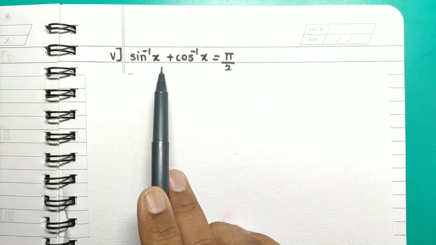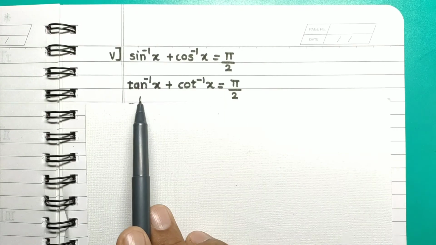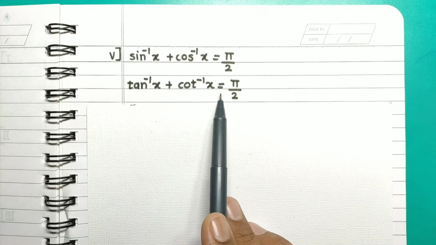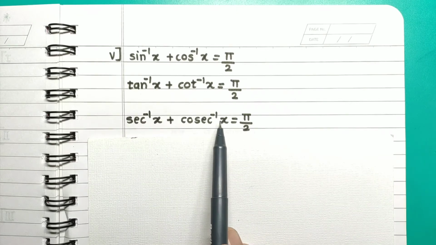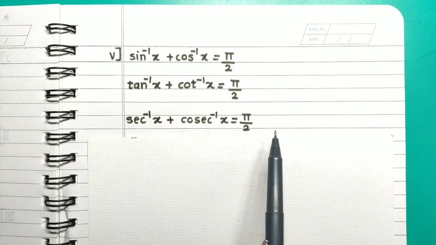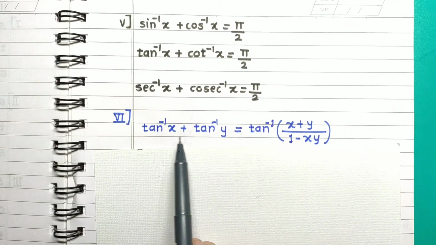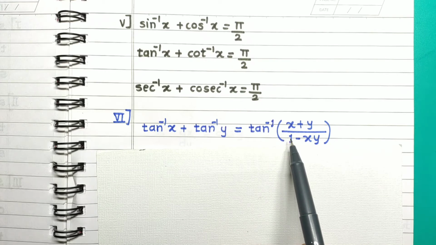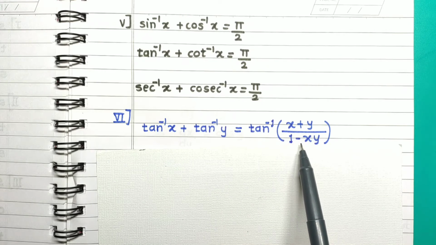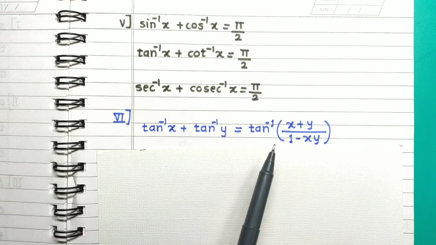Then next property, see, sine inverse of x plus cos inverse of x is equal to pi by 2. Tan inverse of x plus cot inverse of x is equal to pi by 2. Sec inverse of x plus cosec inverse of x is equal to pi by 2. Then lastly, tan inverse of x plus tan inverse of y is equal to tan inverse of (x plus y) upon (1 minus xy). You see these signs properly.